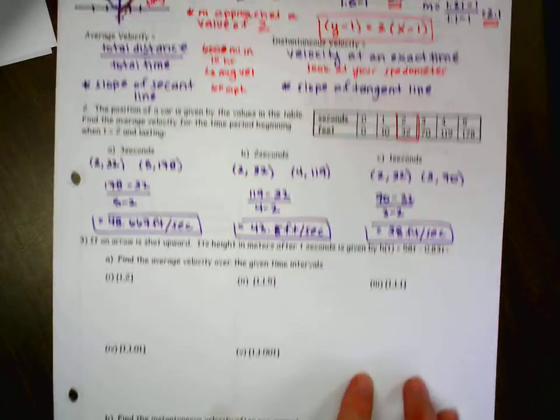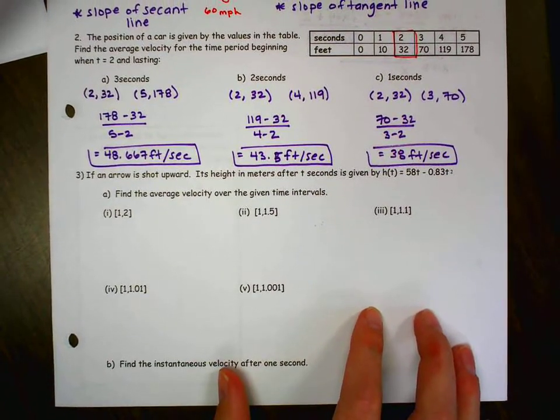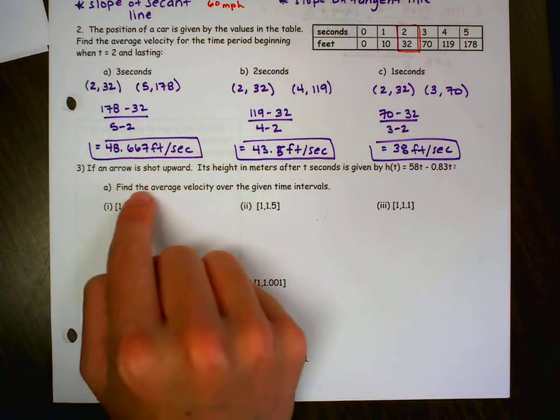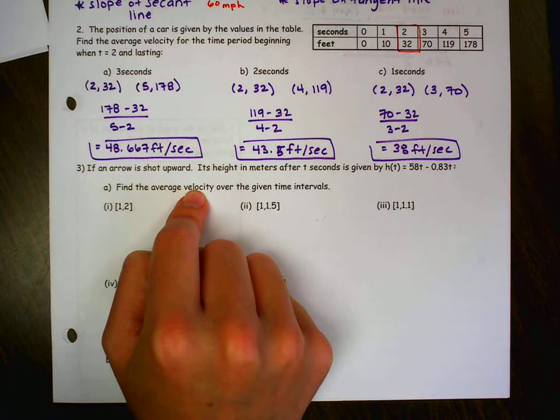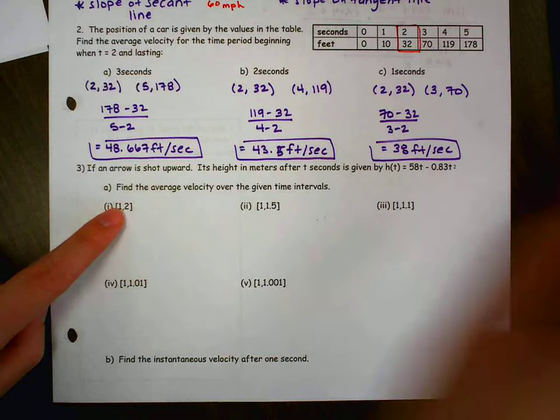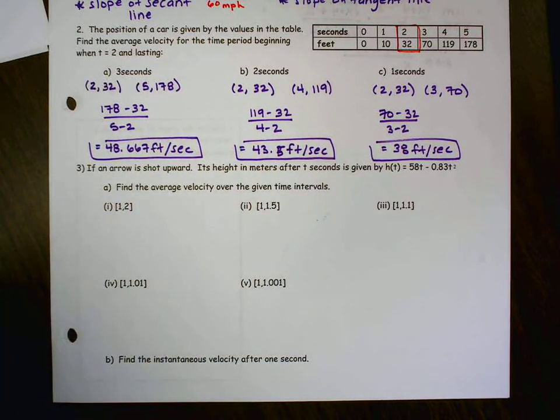Number 3, if an arrow is shot upwards, its height in meters after t seconds is given by this. Find the average velocity over the given time interval. You'll notice as we look at these, the time intervals, these are intervals, not points, are getting smaller and closer together. So we're going to be approximating our instantaneous velocity. So let's do this.